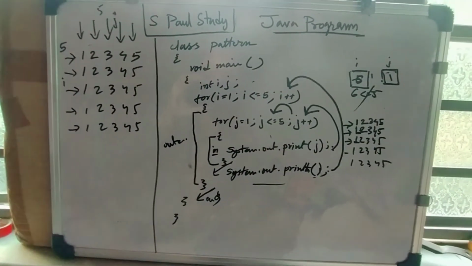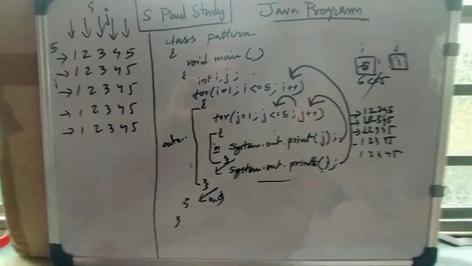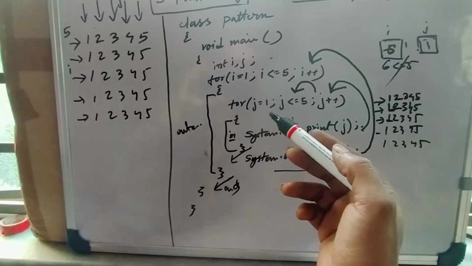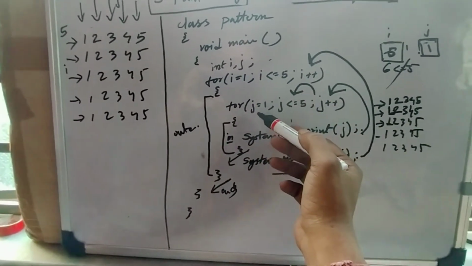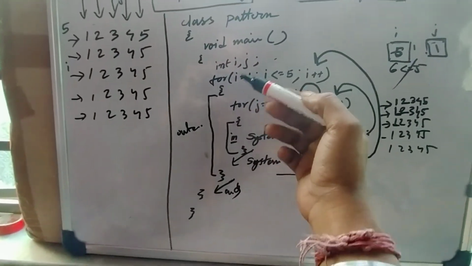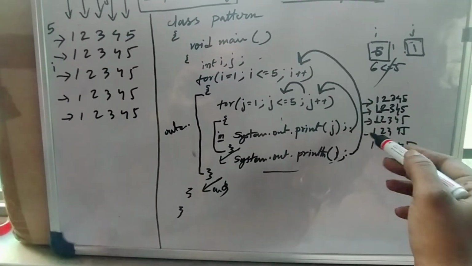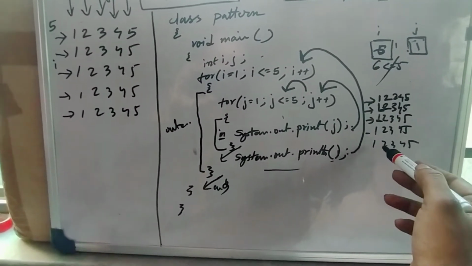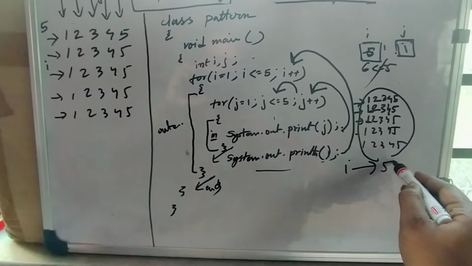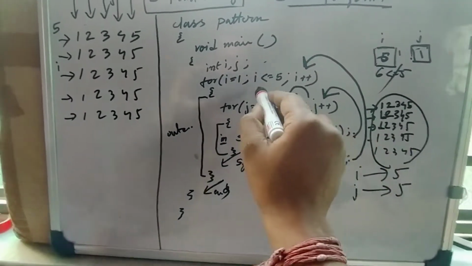The program is complete. So what we see here is that every time, for the value of I as 1, the value of j is printed from 1 to 5. For another value of I, 2, j is printed from 1 to 5. That is for the second row, like this, third row, fourth row and fifth row. Here you can see I is also running to 5 and j is also running up to 5. See the conditions.